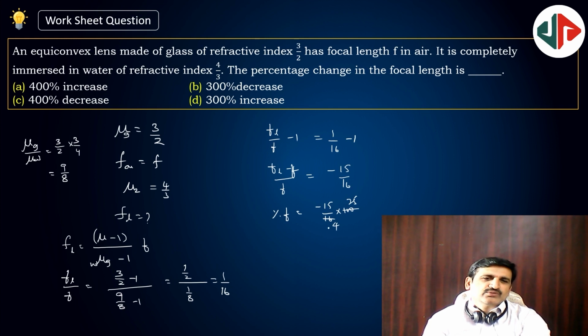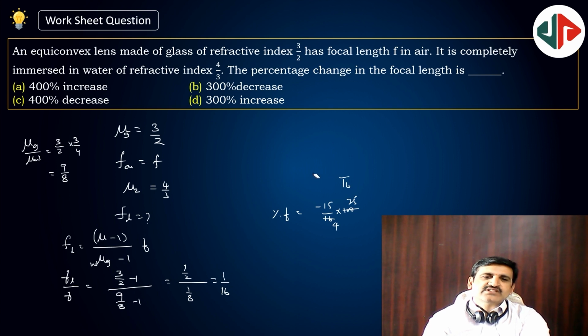15 15. Oh, is it correct actually? Did I make any mistake in this? Let me check once. 2. So 1 by 2 correct only. This is 8. 9 minus 8 by 8. 1 by 8 correct only. Okay, here I made the mistake. Here I made the mistake. That is the problem.